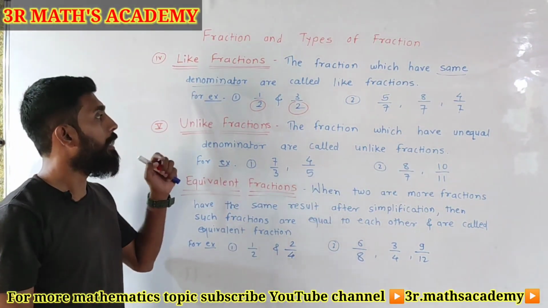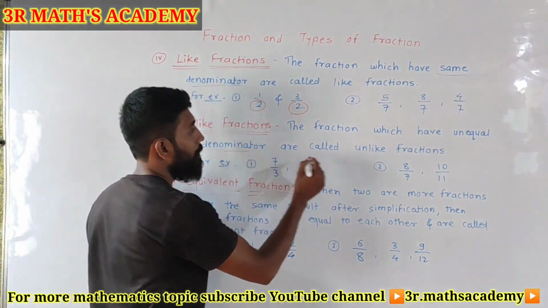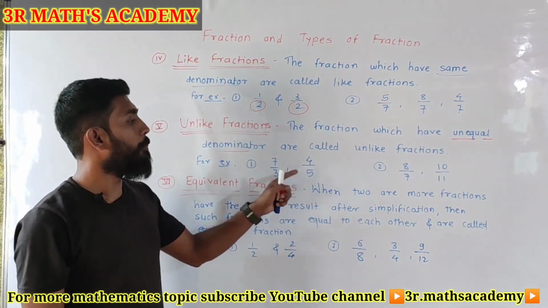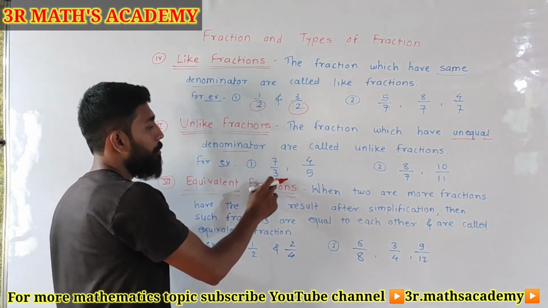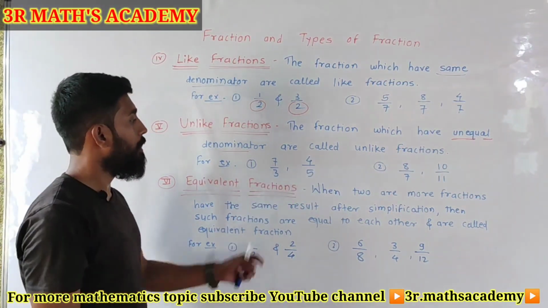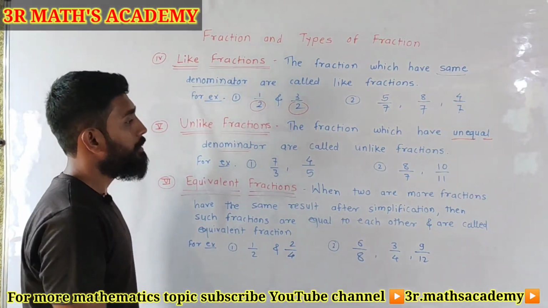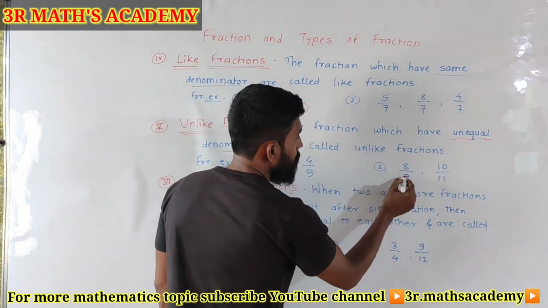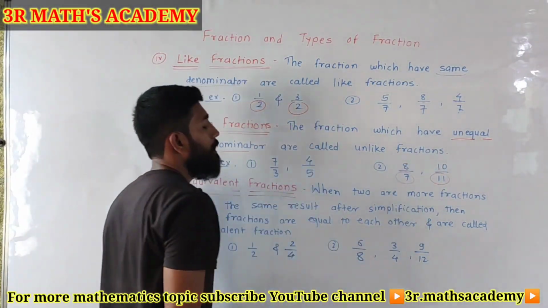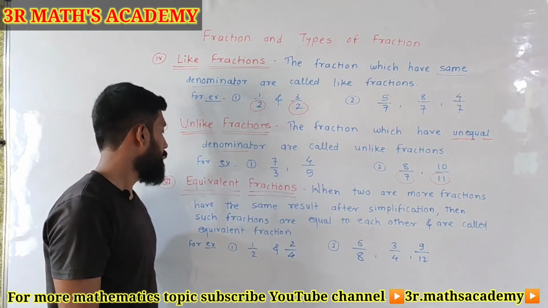Now number 5, unlike fractions. What are unlike fractions? Fractions that have unequal denominators. For example, 7 upon 3 and 4 upon 5. Here 3 is the denominator of the first fraction and the second has denominator 5. Both are not equal, so we say that 7 upon 3 and 4 upon 5 are unlike fractions. Similarly, in example number 2, the first fraction has denominator 7 and the second has 11. Both are not equal, so they are unlike fractions.